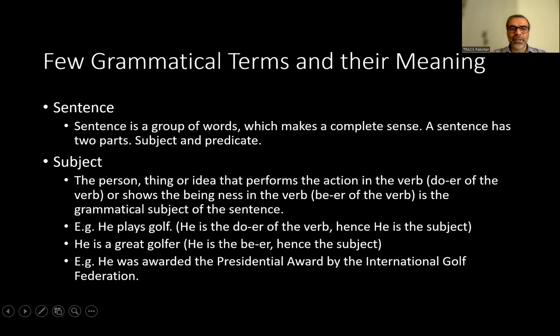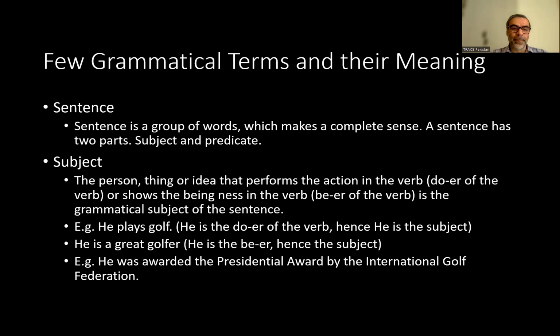So the first important term is sentence. What is a sentence? A sentence is a group of words which makes complete sense. A sentence has two parts, and you need to keep that in mind. One is called subject and the other is predicate. The subject is the person, thing, or idea that performs the action in the verb, the doer of the verb, or shows the beingness in the verb.